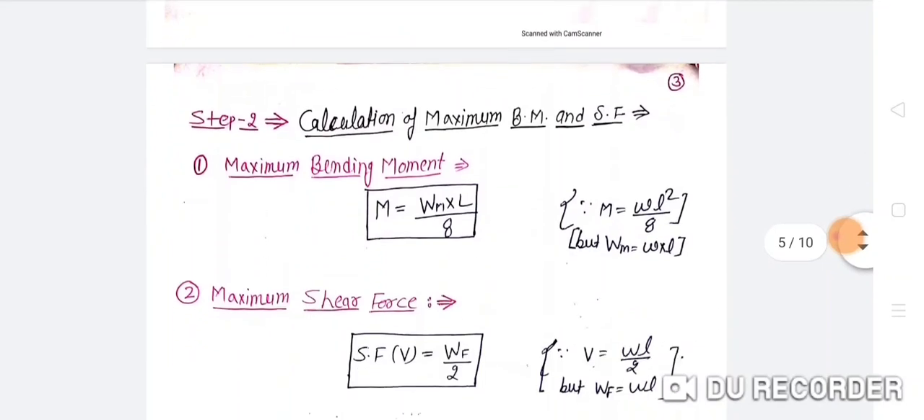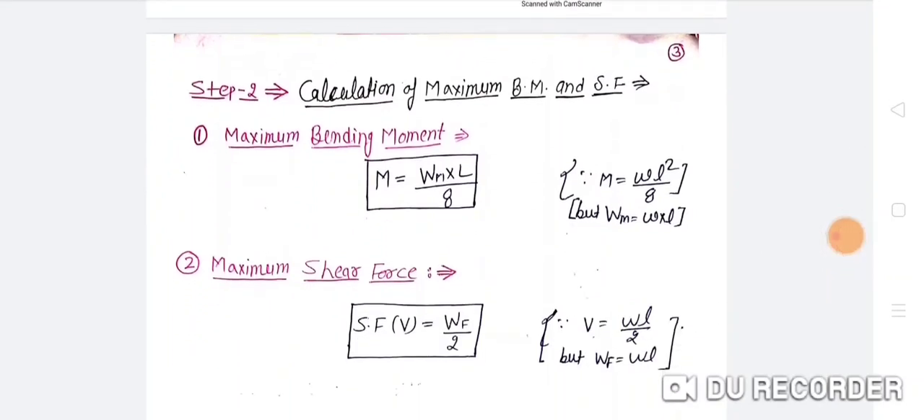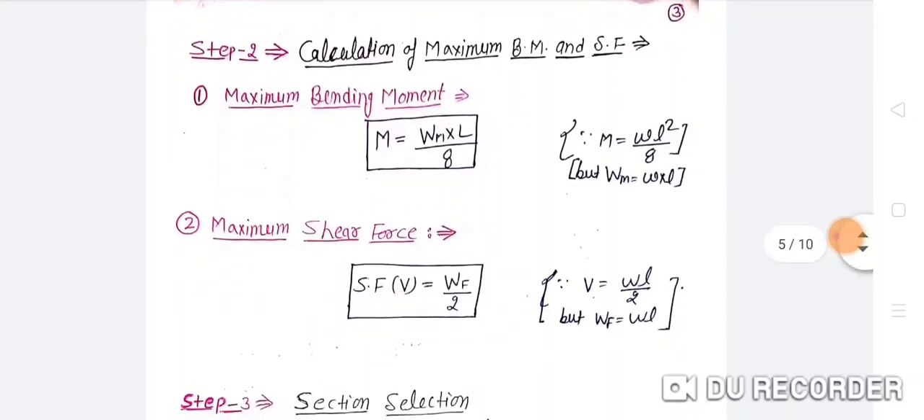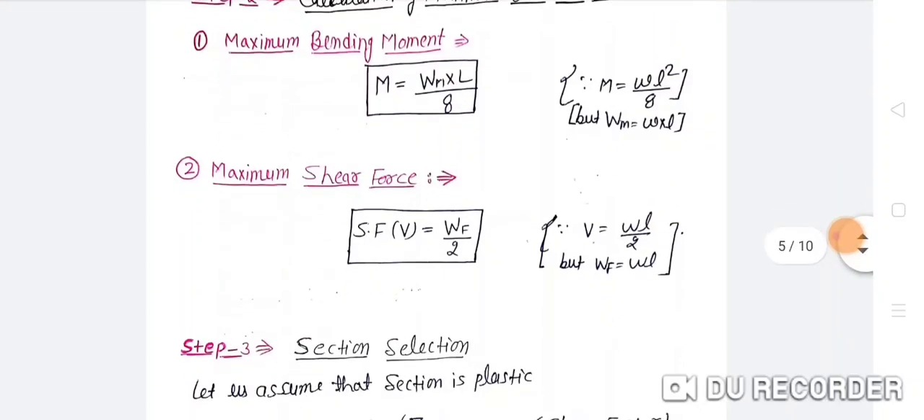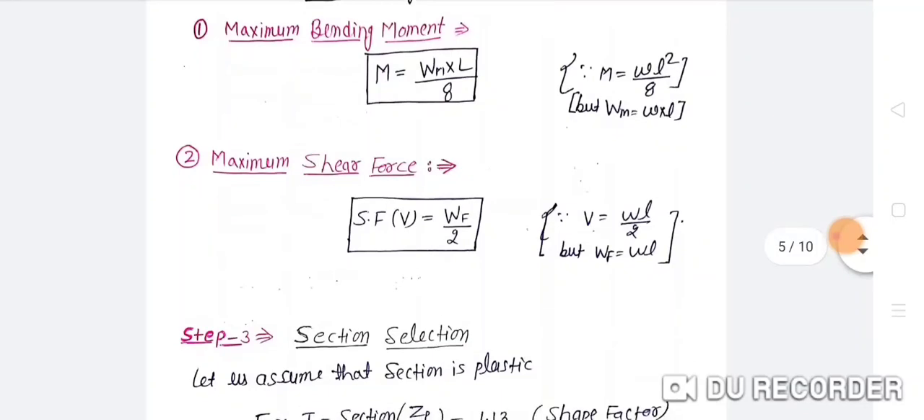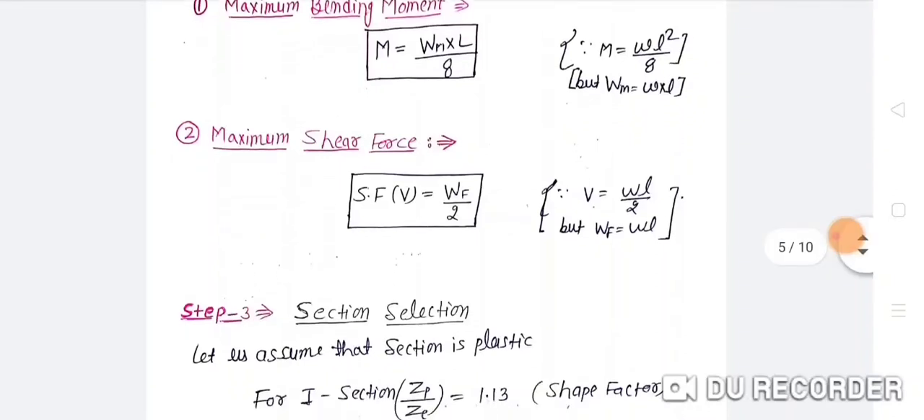Now we come to step second, known as calculation of maximum bending moment and shear force. Maximum bending moment M is equal to WL square by 8 in case of UDL, but WL by 4 in case of point load. But here WM is equal to W into L, so we write M is equal to WM into L by 8. Now the second point is maximum shear force. Maximum shear force V is equal to WL by 2 in case of UDL, but WF is equal to W into L, so shear force is equal to WF by 2.